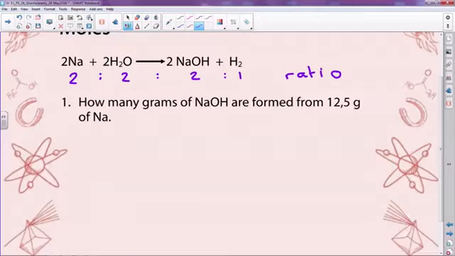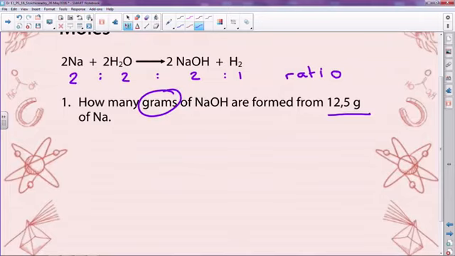All right, so the first question: how many grams of sodium hydroxide are formed from 12.5 grams of sodium? Now, some of you are going, but you've got grams and then you've got grams. Remember, they're part of 2 different substances.